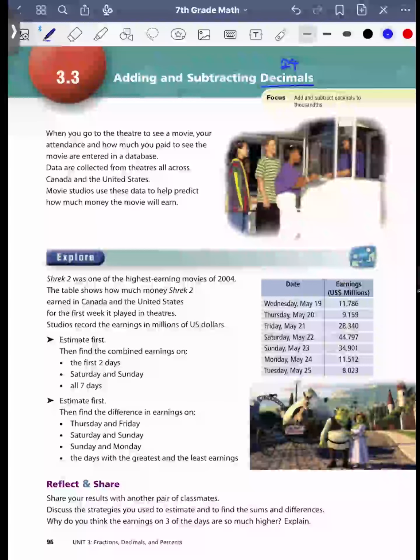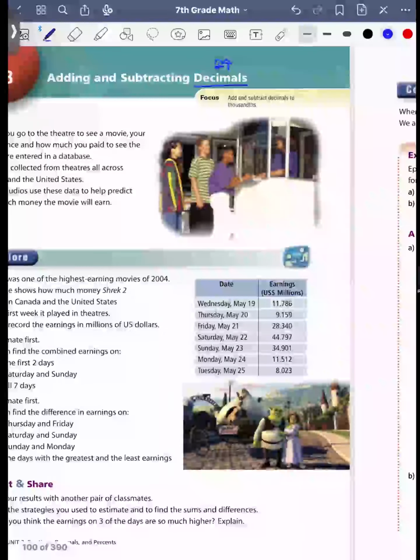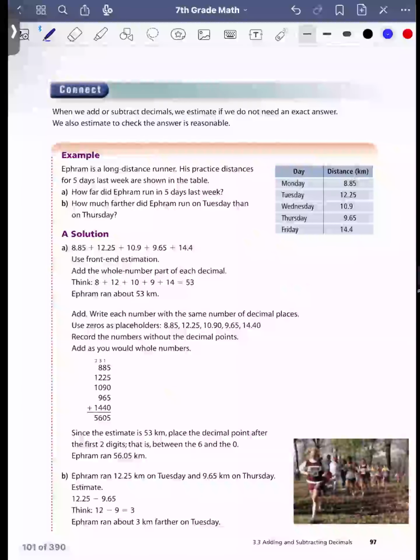Let's try with this example right here. Ephraim is a long distance runner. His practice distances for 5 days last week are shown in the table. So you can see this table right here is his running record. Number 1, how far did Ephraim run in 5 days last week?